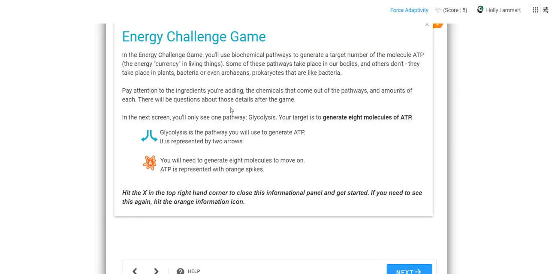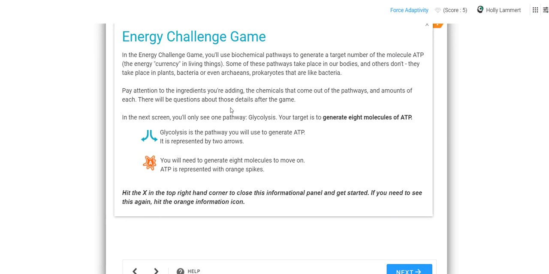Pay attention to the ingredients you're adding. Those are the things that are consumed, or the reactants, the chemicals that come out of the pathways, the things that are produced, and amounts of each. There will be questions about the details after the game, so this is maybe where we need to take notes. In the next screen, you'll see only one pathway, glycolysis. Your target is to generate 8 molecules of ATP.